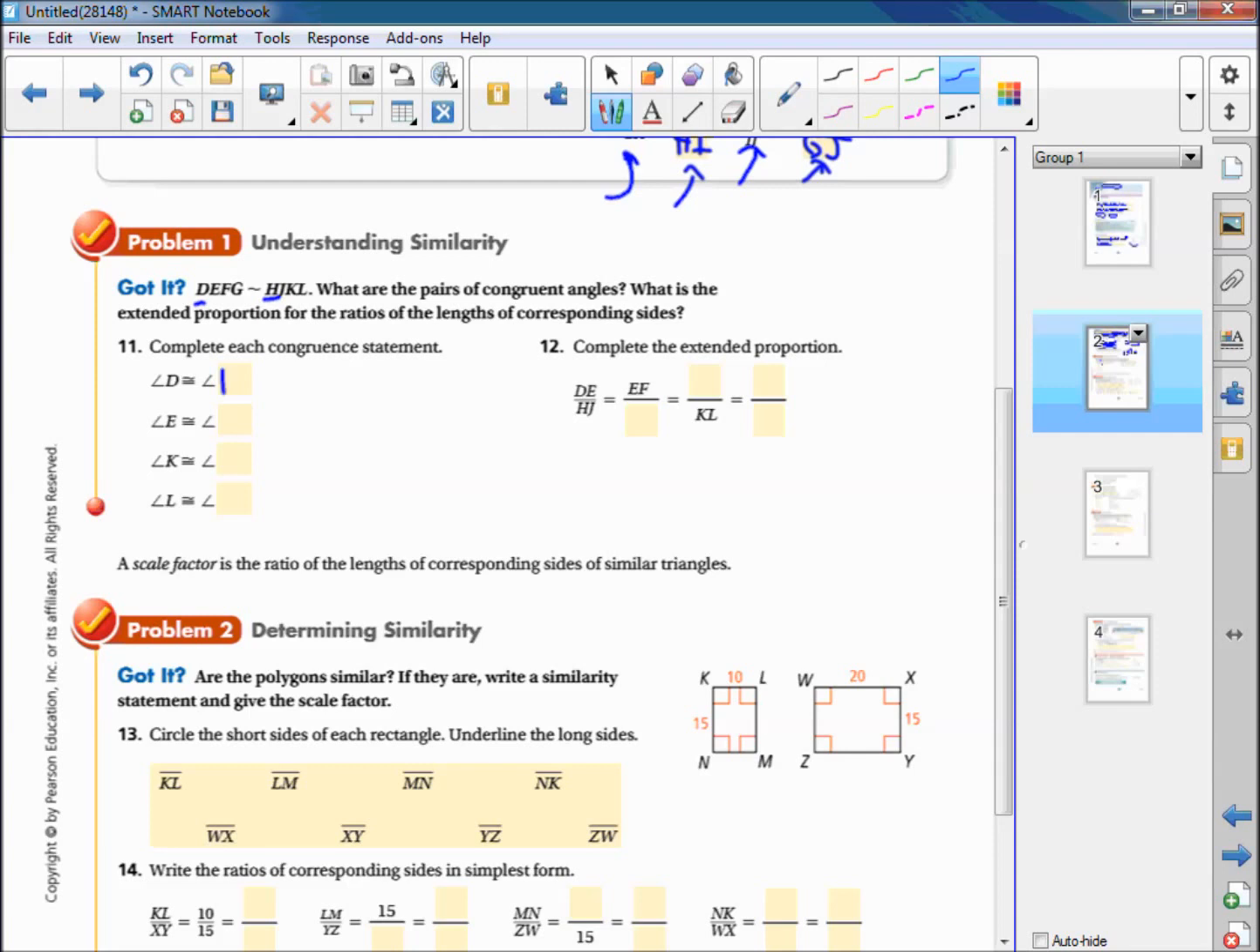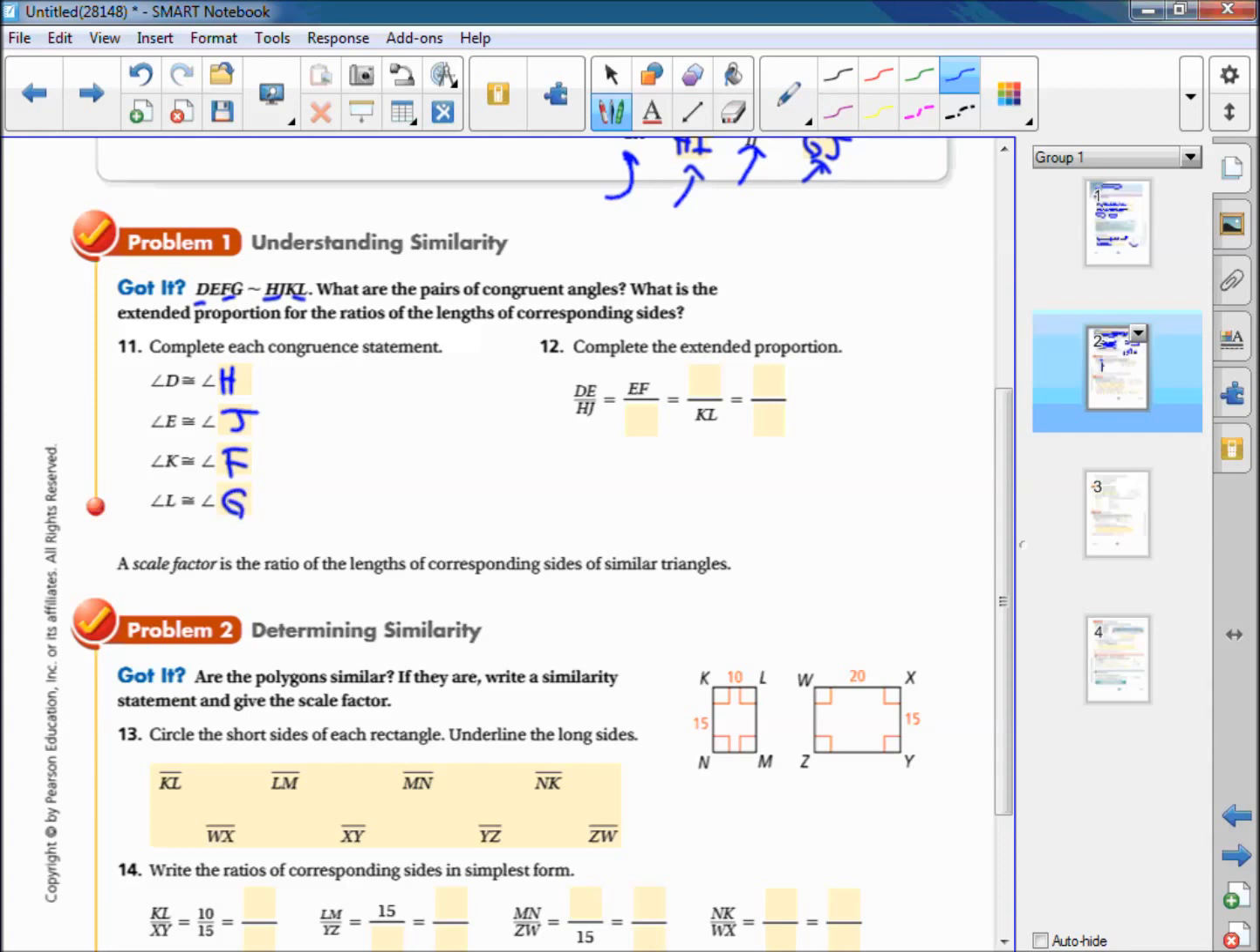They're both in the first position. E is going to match with I. F is going to match with J. They're both in the third position. And G is going to match with K. They're both in the last position.